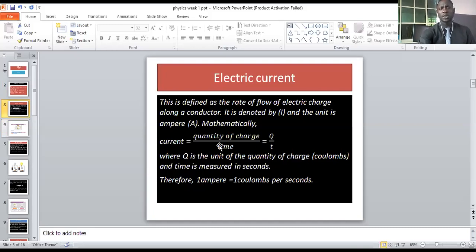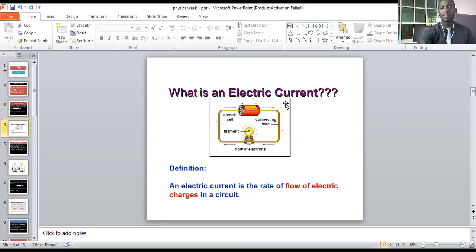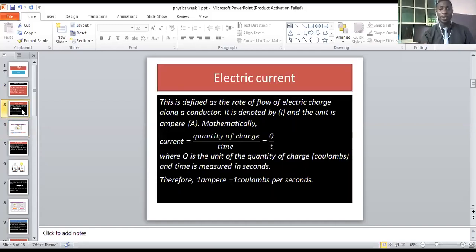Let me take you through the diagram to explain further on electric current. Look at the flow of electric current going from the positive to the negative, and look at the flow going around what? The circuit. This is the battery. This is the conducting wire, the conductor that allows the flow of what? Electric current. Because it's a closed circuit now, it lights the filament light. Electric current is the rate of flow of electric charge in a circuit.